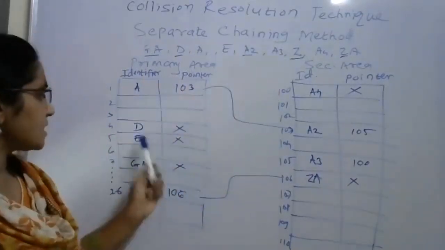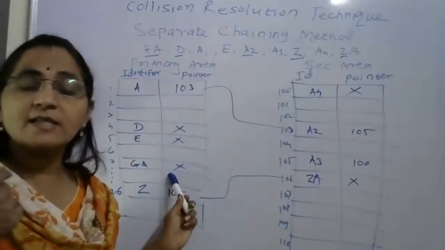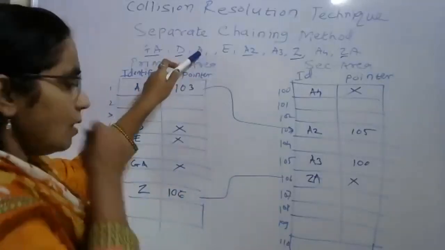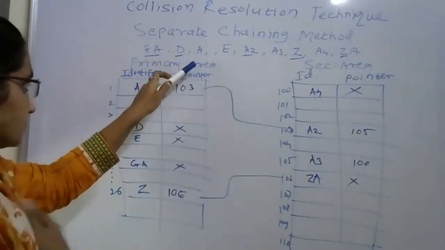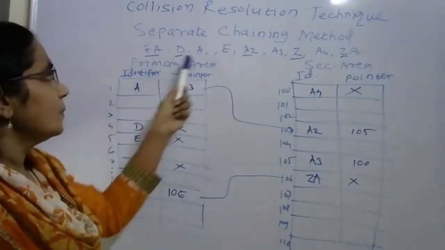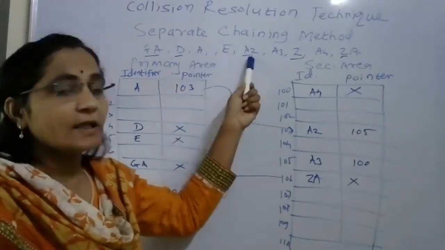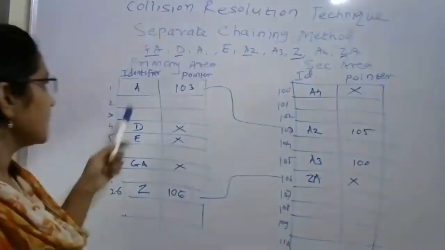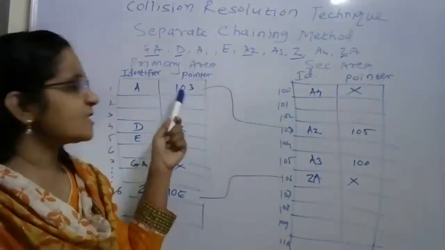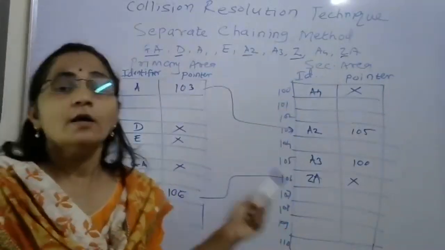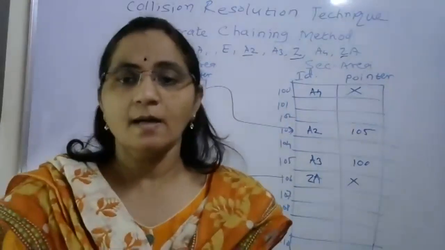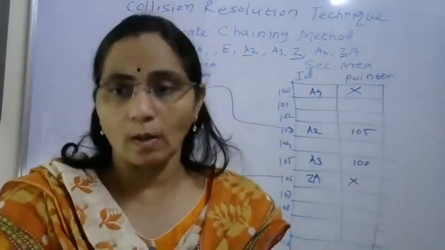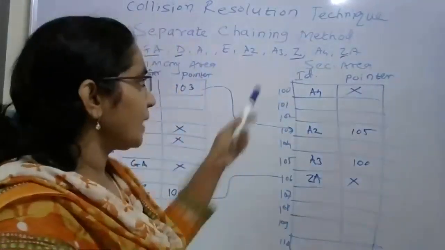If no, then you just put the null value, because there is no other identifier that starts with G. For A, the address is 1. But you check, is there any other identifier that starts with A? Yes, there are other identifiers, A2, A3, and A4. And hence here, you use the pointer field. You give here any random address from the secondary area. This secondary area is also called the overflow area. It contains all the colliding records. Colliding records are kept in the secondary area.